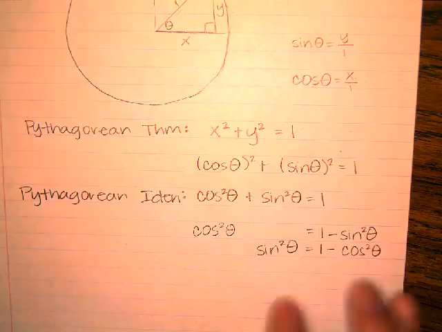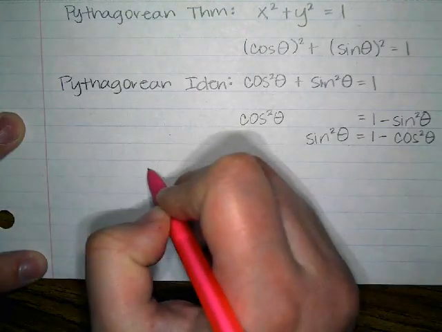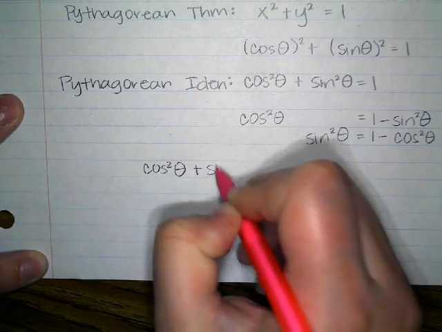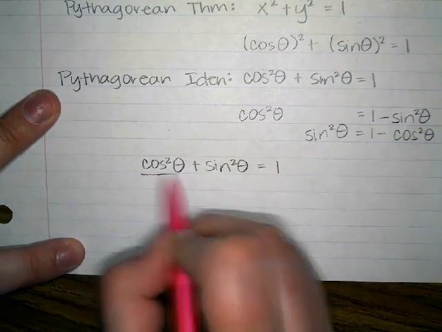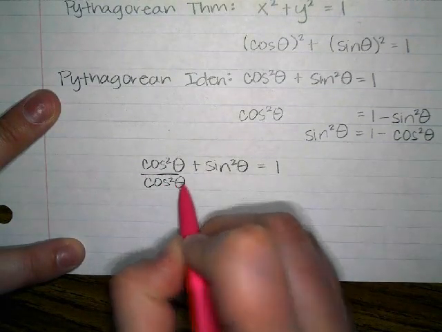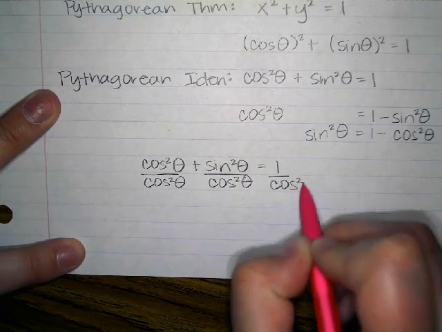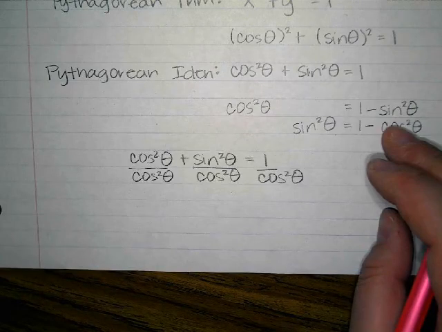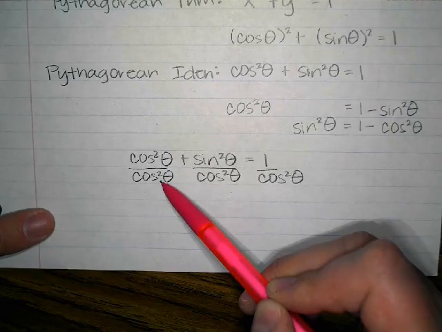Now, the other two are kind of interesting. I'm going to show you where those came from. So with these ones, we're going to start with cos squared plus sine squared equals 1. And we're going to say divide by cos squared, divide by cos squared, divide by cos squared. And then we're going to go through and simplify this. So what is cos squared over cos squared? That's just 1. Same thing over itself is just 1.